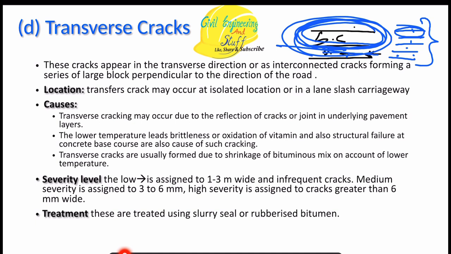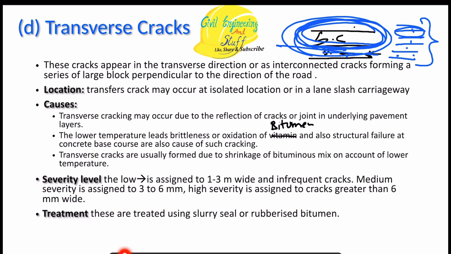Then, too much oxidation of bitumen. With oxidation, the bitumen becomes brittle, so it loses its elastic property in a very short span of time, because of which cracking will take place. This can again be because of freeze-thaw action, and that is why shrinkage plays a big role. The bitumen shrinks because of stripping and excessive change in weather conditions. So this can again be the cause of transverse cracks. Transverse cracks are usually formed due to shrinkage of the bitumen on account of lower temperature, right? That is what we just discussed. That is why transverse cracks are many times referred to as shrinkage cracks.